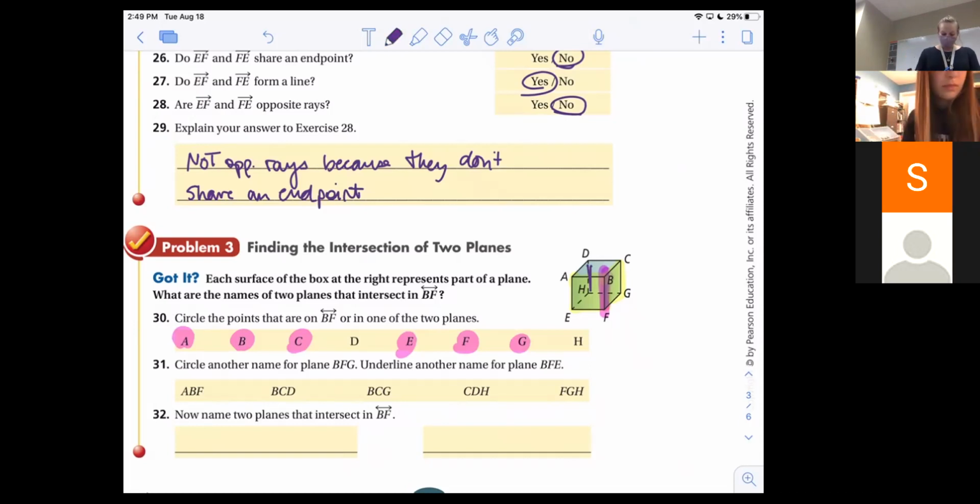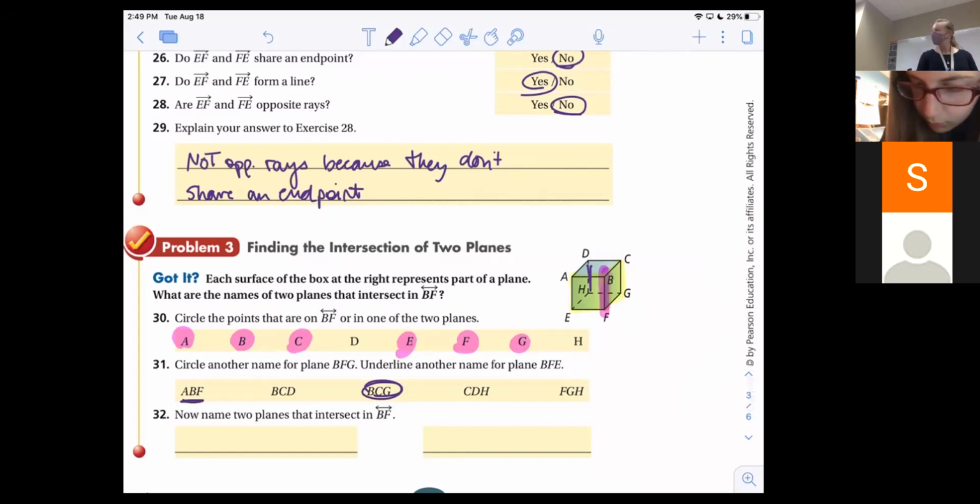Number 3 says circle another name for plane BFG. So what else could we call BFG from that list up there? BCG. Are there more options than BFE and BCG? Not on the list, right? Could you think of others off the top of your head, though, that aren't on that list? Okay, then it says underline another name for BFE. What's another name for BFE on my list? Eli? ABF. Very good.